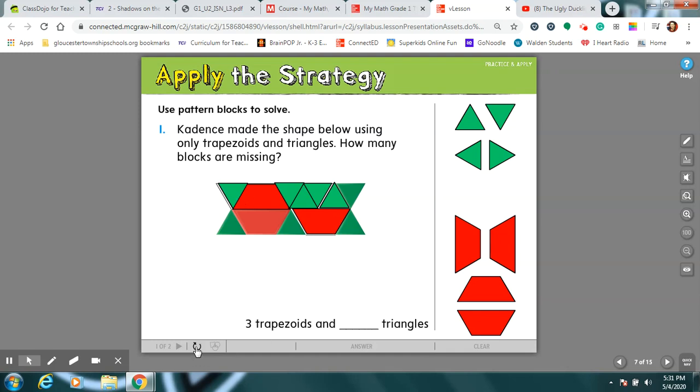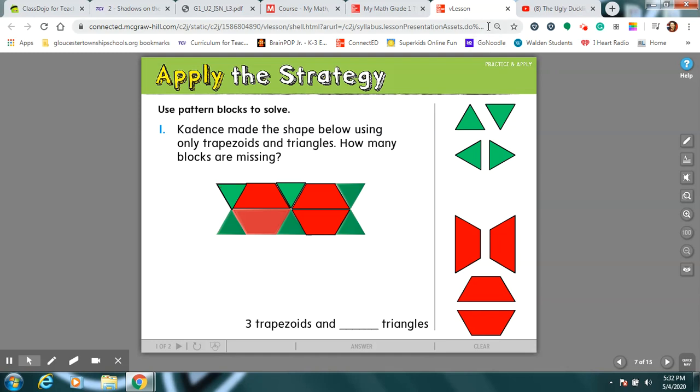Another way we could do it, if this is saying we could use 3 more, watch this. We could have gone like this. 1, 2, wait for it, 3. Because I think this means we could have done 3 more trapezoids because they were some of the missing blocks. 3 more trapezoids. 1, 2, 3 were missing. And then look, I only need this triangle and this one. I only need 2 triangles to do it that way.